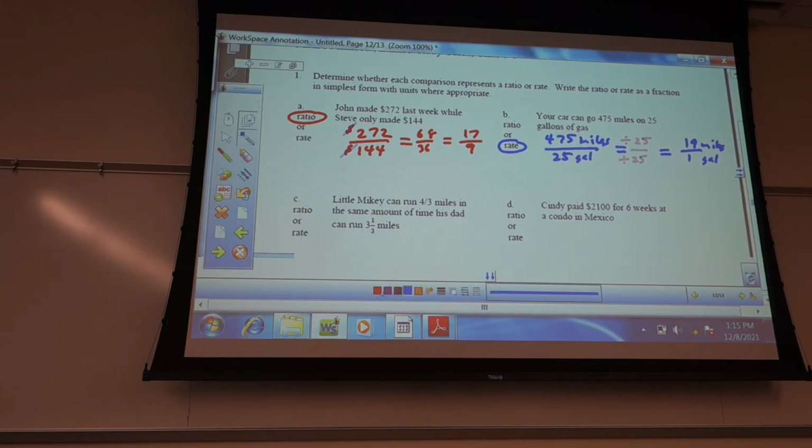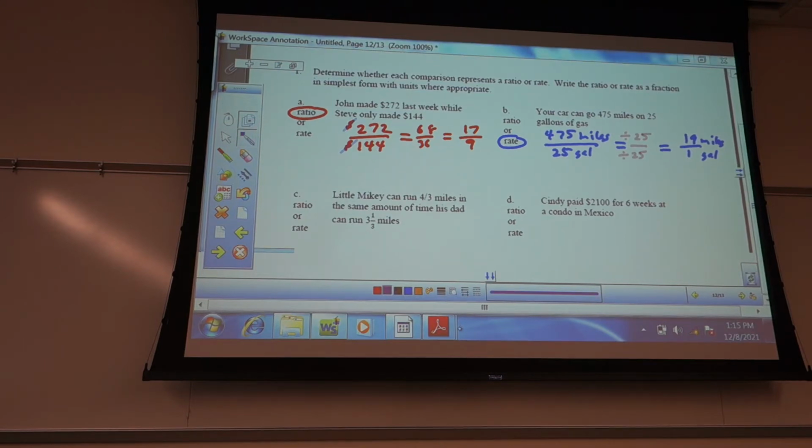All right, next one. Little Mikey can run 4/3 miles in the same amount of time his dad can run 3 and 1/3 miles. Am I going to ask you a question like that? I don't know if I'll ask you one that hard. So, let's take a look at this.